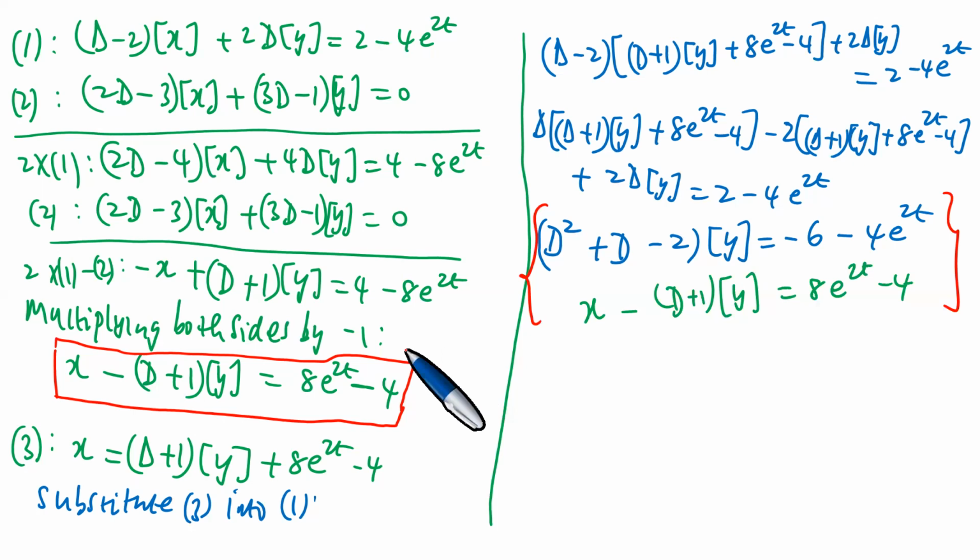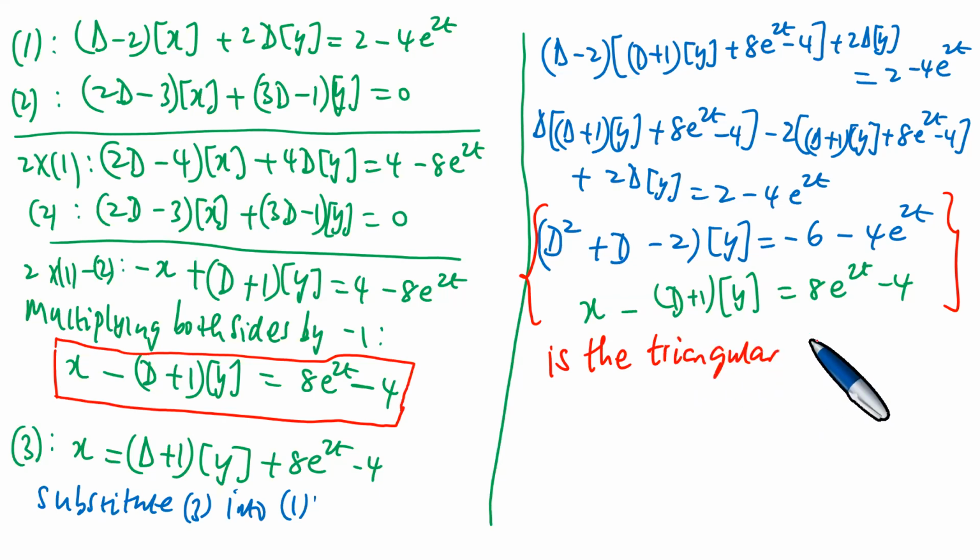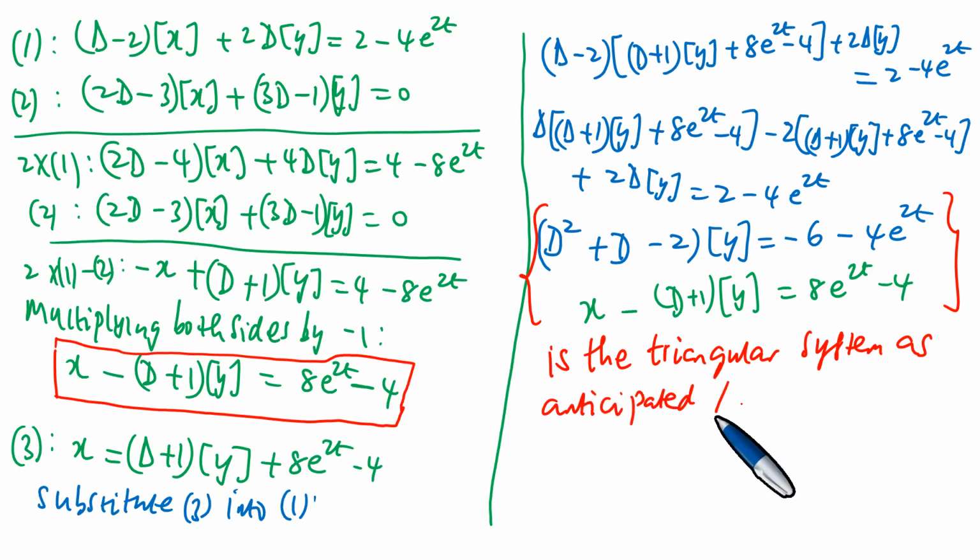So this one is a triangular system. Or not just is a triangular system, but is the triangular system that the examiner gave to us in the beginning. Okay, so it is the triangular system as anticipated. Okay, the triangular system is anticipated or is required? Is required. All right, so we are in celebration mode because we have got it. We have achieved the result here.